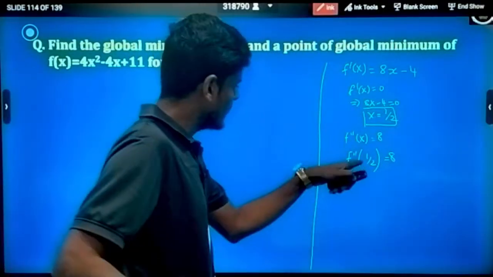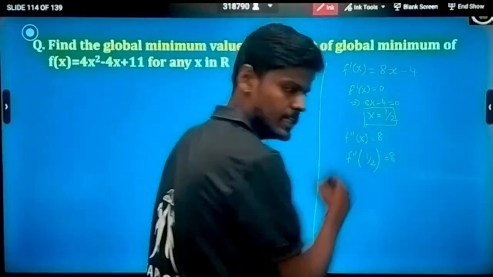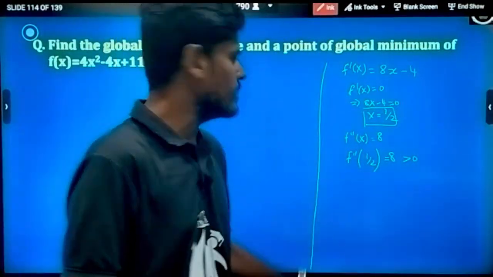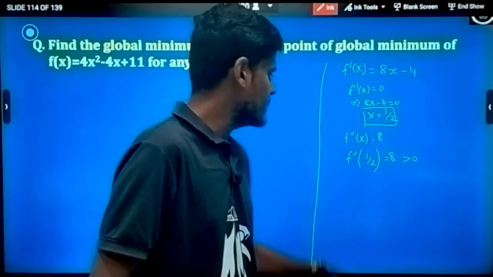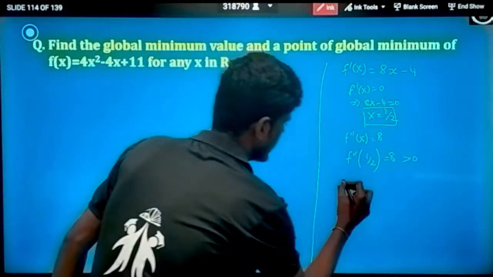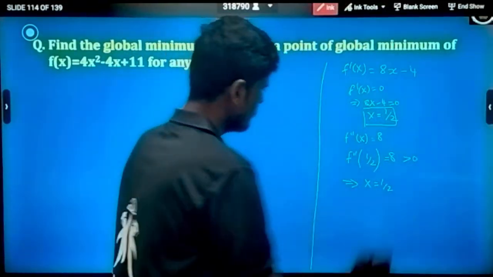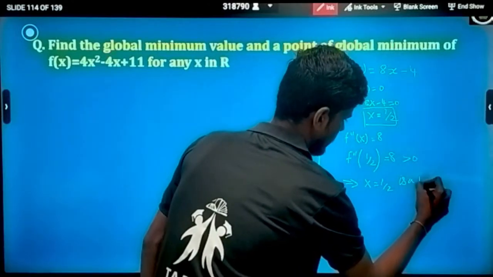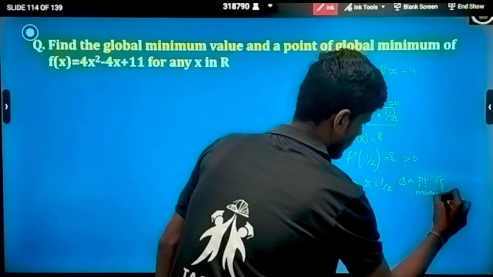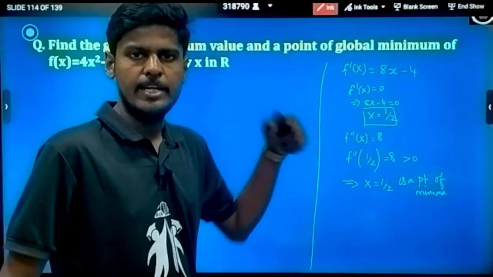Now we have to check at the critical point if the function attains a positive or negative value. So 8 is a positive number, greater than 0. What is the condition by the second derivative test? If f double dash is greater than 0, then this point corresponds to a minimum value, which means x equal to 1 by 2 is a point of minima. Okay, now what is the minimum value?